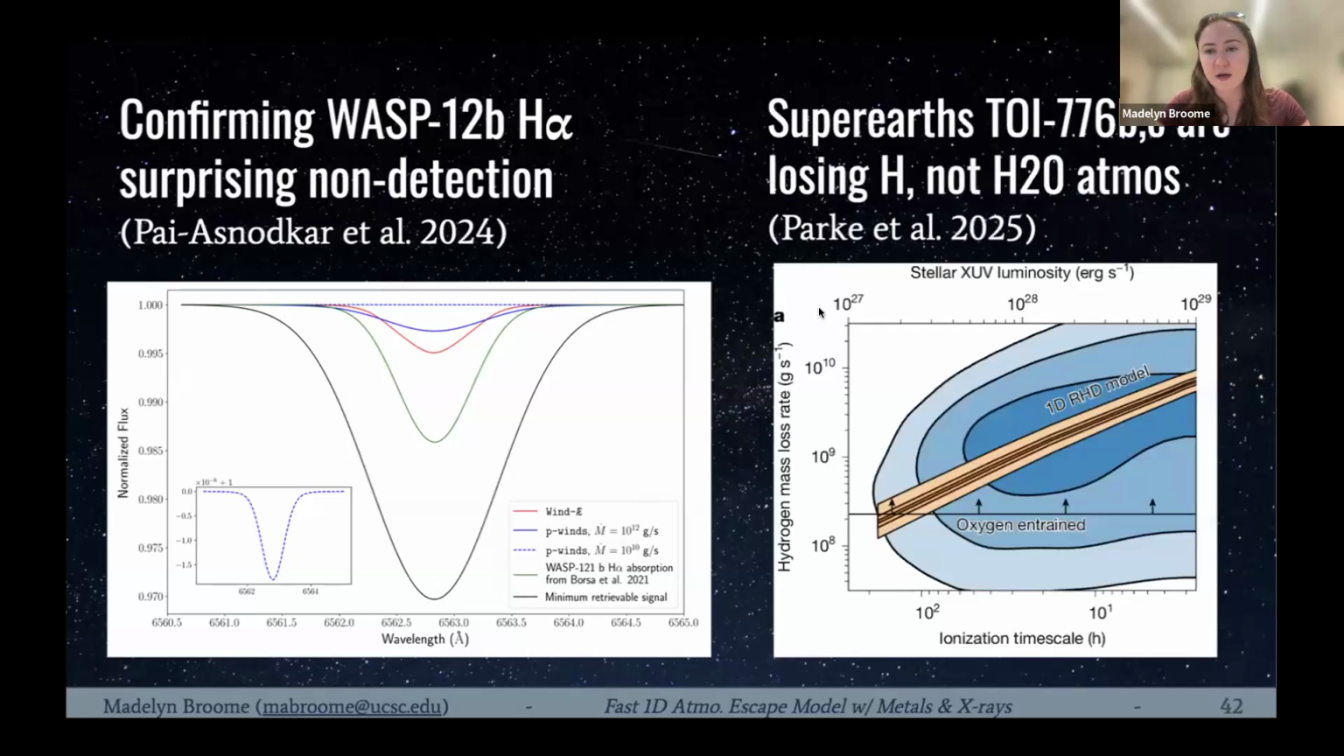And then a neat Nature paper one of my co-authors put together is on these two planets, TOI 776b and c, which are on either side of that period radius valley, so may have different evolutionary histories. Indeed, the mass loss rates for these planets are consistent with losing a predominantly hydrogen atmosphere and not losing a steam atmosphere, which has implications for the role of hydrogen escape in the evolution of these planets.